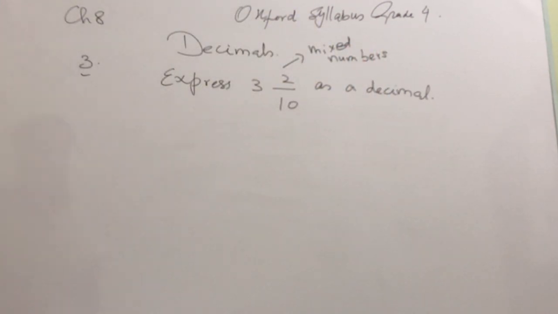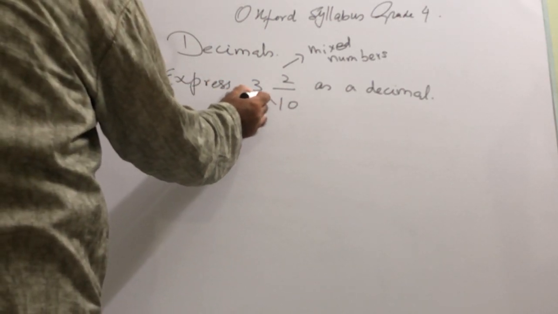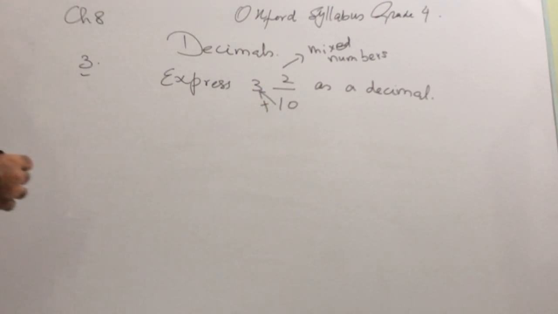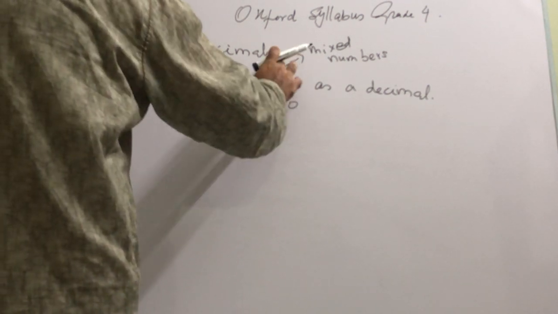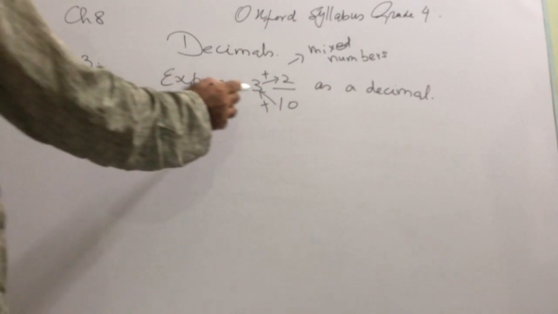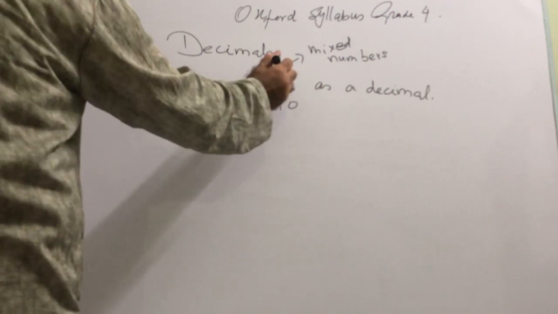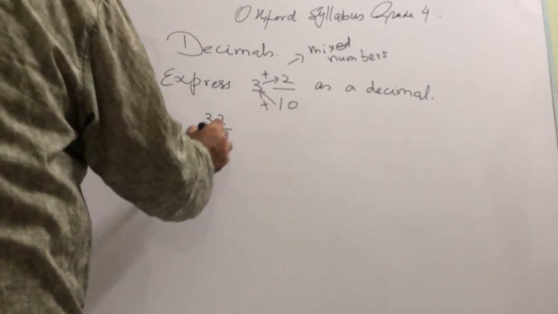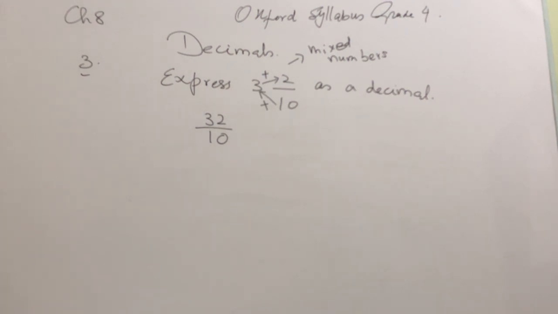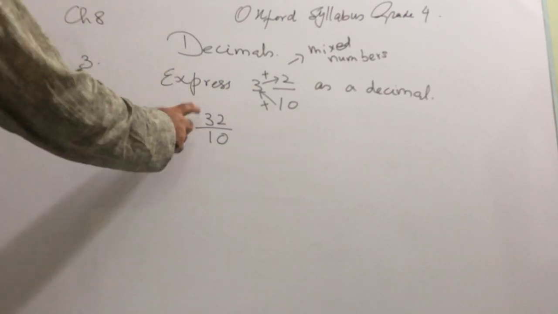First, we will convert it to the other form by multiplying 10 with 3. We will multiply these two. Whatever is the result, we will add 2 to it. So 10 multiplied by 3 becomes 30, plus 2 is 32. 10 will remain the same, so it becomes 32 over 10. So now we can convert this one into a decimal.